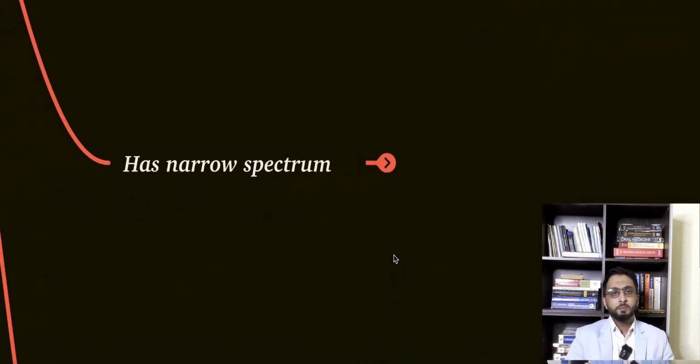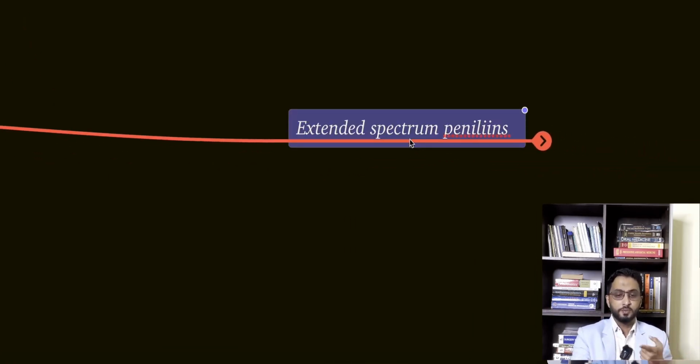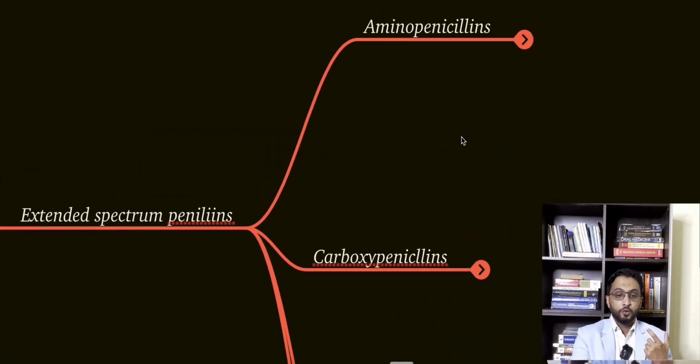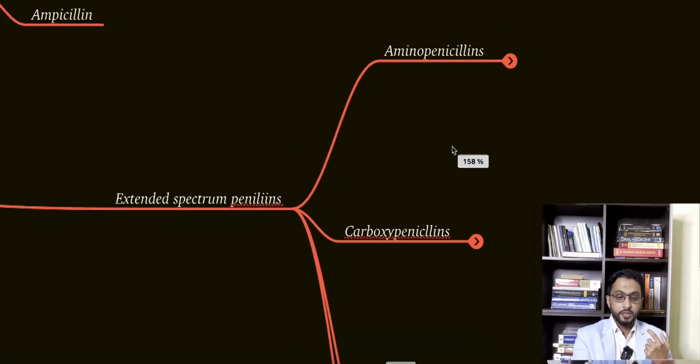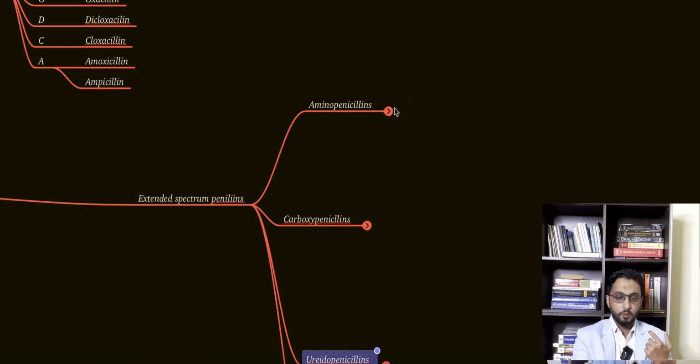Another problem with penicillin G is that it's narrow spectrum. It acts against very specific agents, like we said, GST. So you have to have a broad spectrum or extended spectrum penicillin. The spelling is wrong there, but just note extended spectrum penicillin. For that, there is again a division, that is aminopenicillin, again a familiar one, carboxypenicillin, ureidopenicillin. One point to note. So let's see one by one.